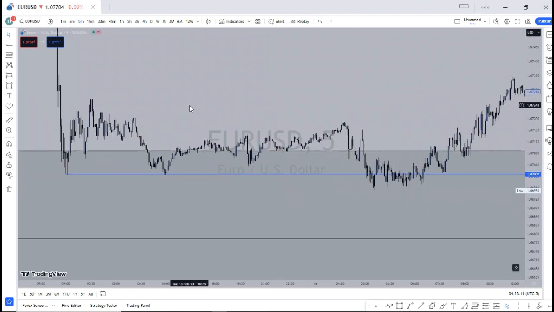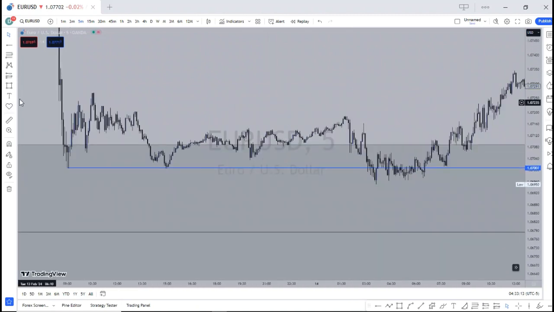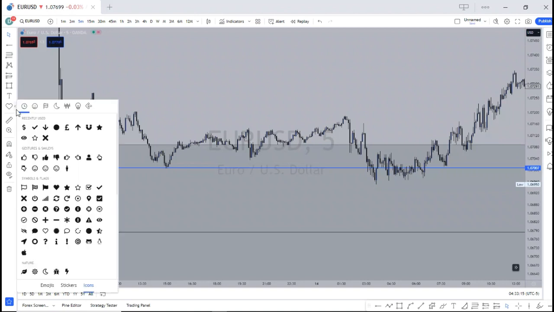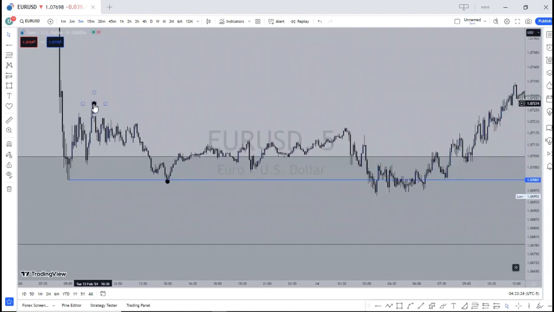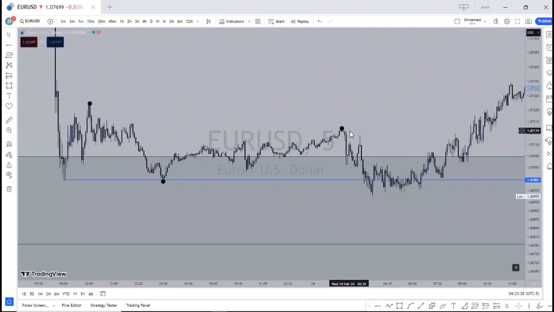So let's start marking the swing highs and lows. We have this high right here, and we have this low. These are the range highs and lows, the swing highs and lows that were printed on the chart. We have this new high right here, and this right here is also a range.